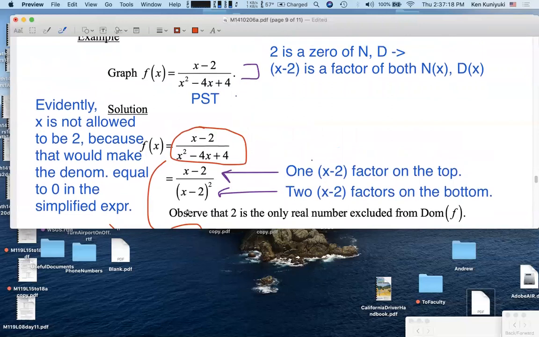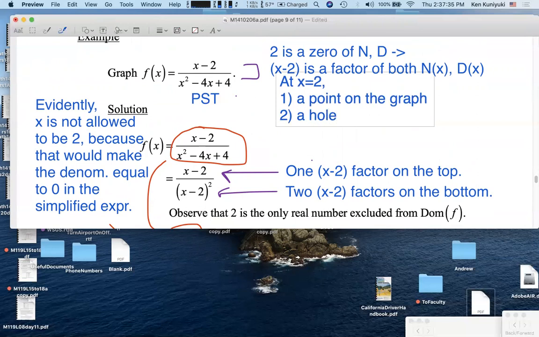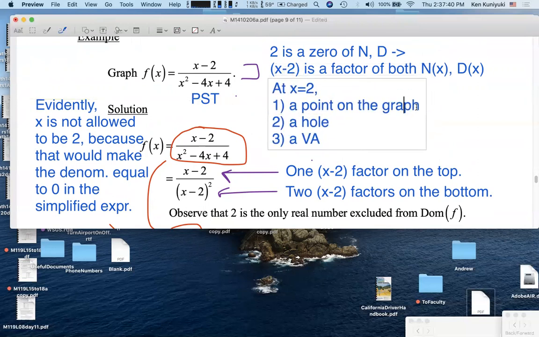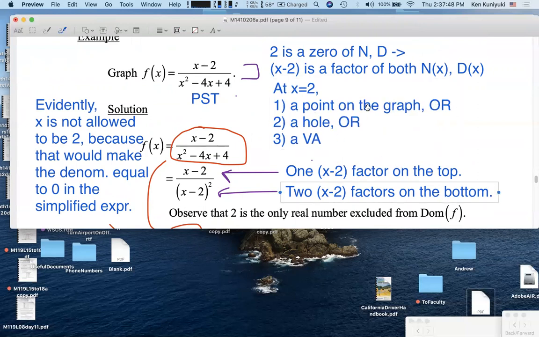Okay, now here's the deal. Because we have a graph for a rational function, at x equals 2, there are three possibilities. We're either going to get a point on the graph, or a hole, or a VA. So at x equals 2, we're either going to get a point on the graph, or a hole, or a VA. But wait a minute, I know that we're not going to get a point on the graph. Why not? 2 is not in the domain of the function. It's not in the domain, because it makes a denominator equal to 0.